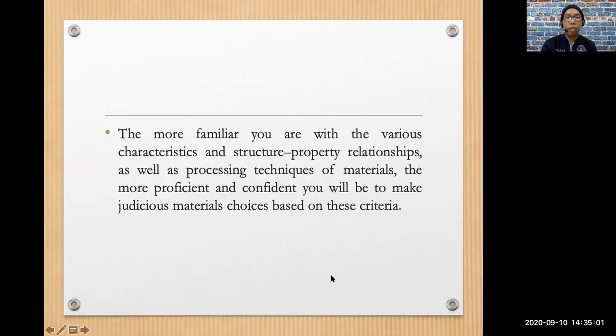Question so far? Wala? Andiyan pa ba kayo?